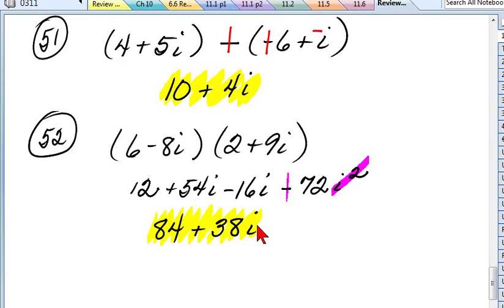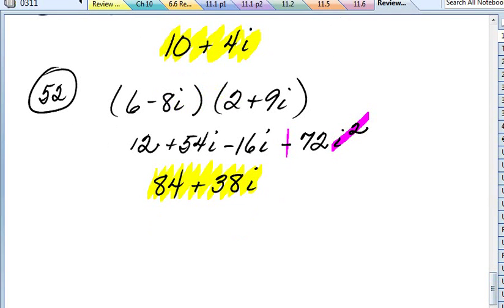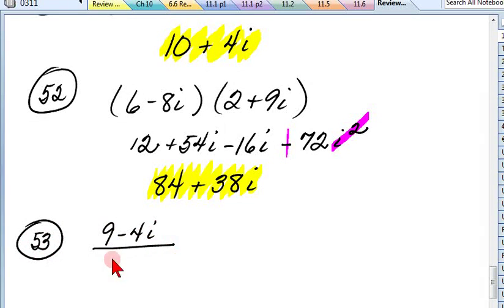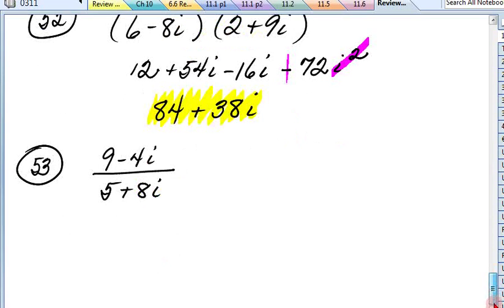All right, one more complex number problem. Number 53. I have (9 minus 4i) over (5 plus 8i). What am I going to do? What am I going to multiply by? 5 minus 8i, the conjugate of the denominator.